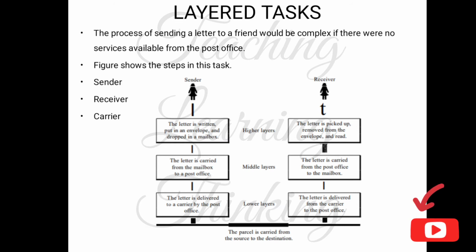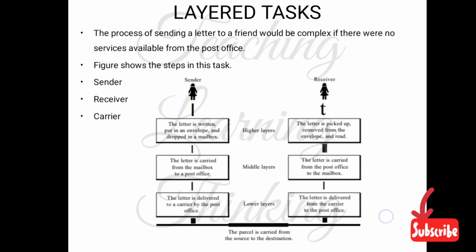This letter is carried from the mailbox to a post office. The letter is delivered to a carrier by the post office. And on the receiver side, the letter is delivered from the carrier to the post office, and the letter is carried from the post office to the mailbox. The letter is picked up, removed from the envelope, and read. That is the steps involved in layered tasks.